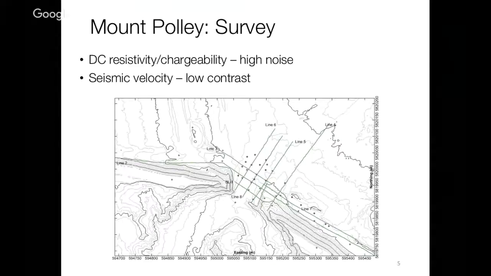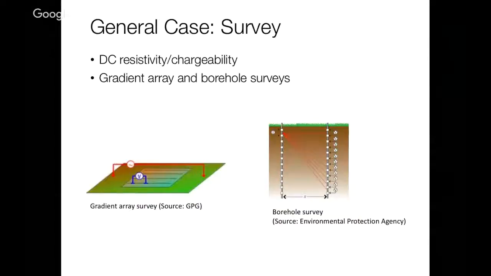The independent panel did a resistivity, but also a seismic velocity survey. As you could guess, the seismic velocity did not reveal any data, but the resistivity and chargeability surveys were too noisy to actually gather useful data. While the specific surveys that they did were not clearly described, a future survey for resistivity and chargeability could be the gradient array and the borehole survey.